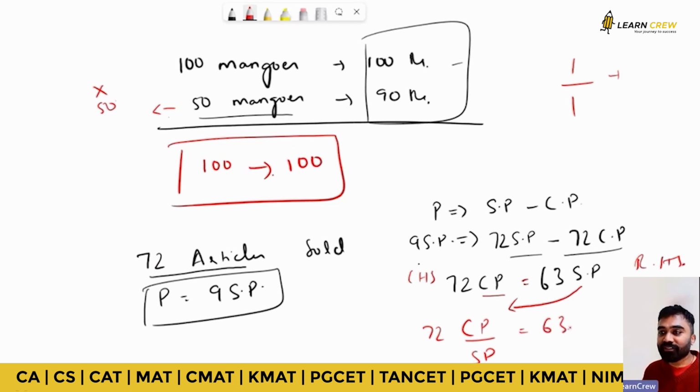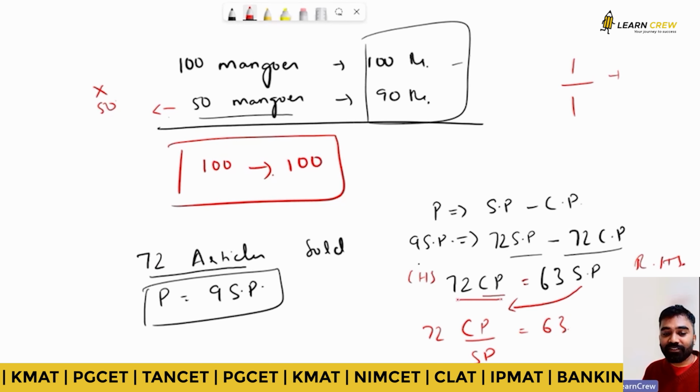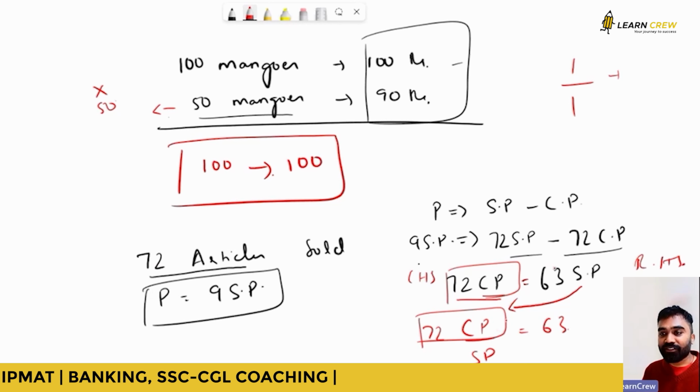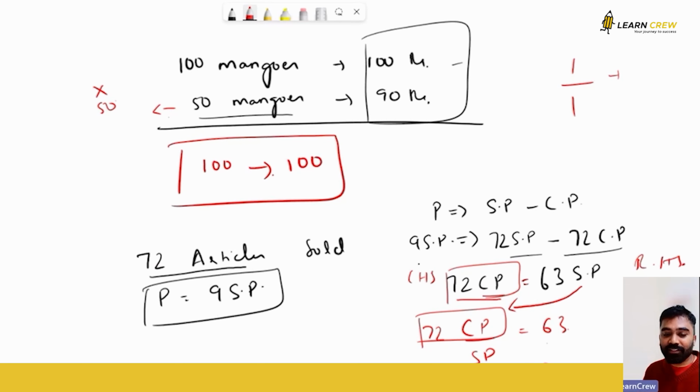Accepted, not accepted? Yes or no? 72 CP, here it is there. Same thing, I'm just keeping it here. This SP I'm bringing it down. That's all, equal to 63. Okay. Now CP divided by SP. Can I take this 72 down here? CP divided by SP equal to 63 divided by 72. Right? So now the ratio of CP is 63 and ratio of SP is 72.